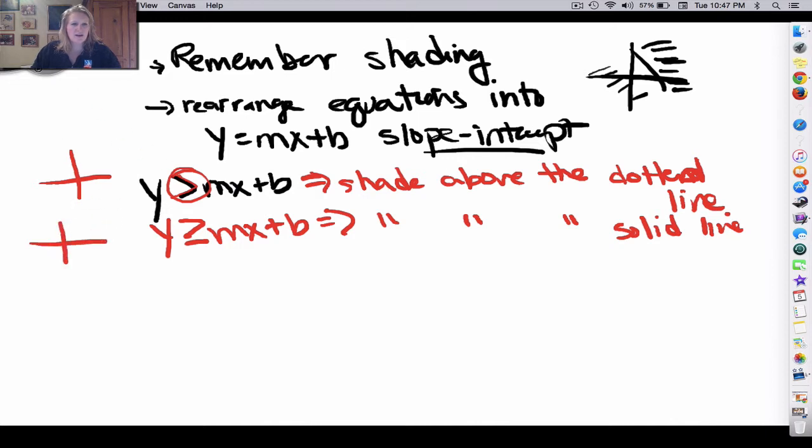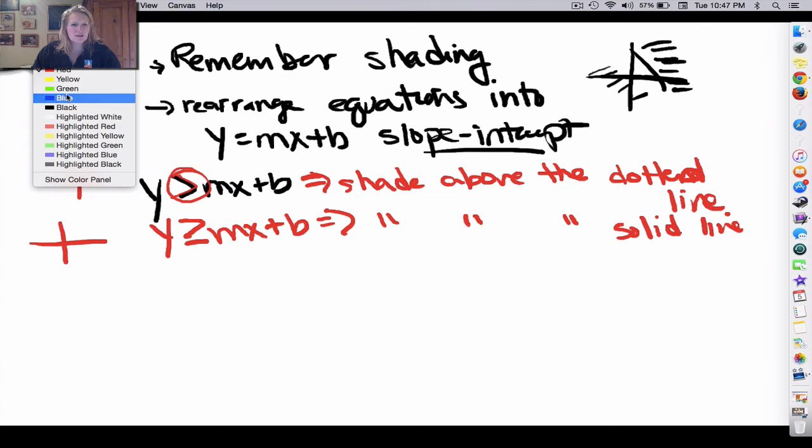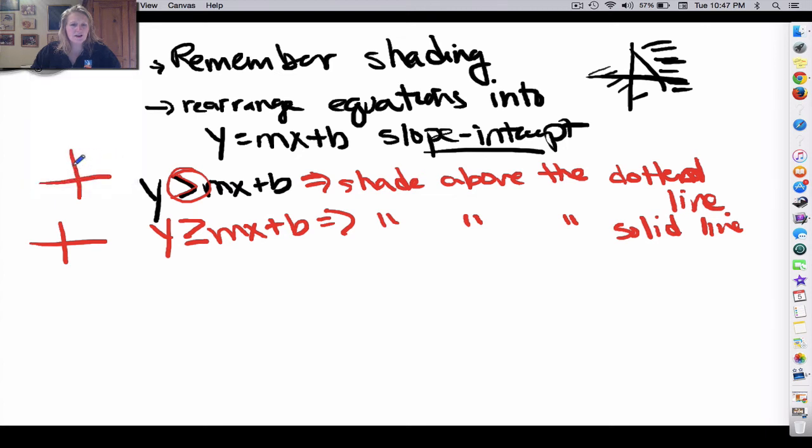So just to give you a nice look at notes, here, if this is your line, you're going to be shading above. If this is your line, because of course it should be dotted, then you're shading above the line. If this is your solid line, because it's greater than or equal to, you're shading all of that. Okay, and then on the flip side of that, flip side, right?